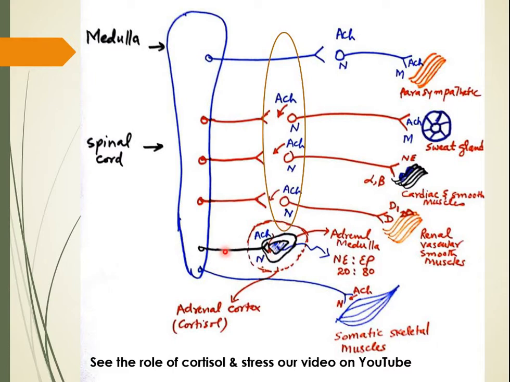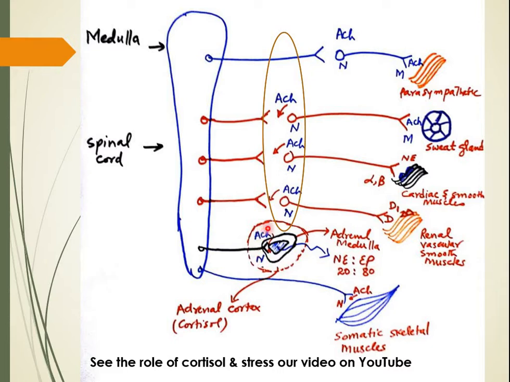In case of the adrenal gland, which is present at the top of the kidney, this is the adrenal medulla, and this is the cortex. In different books the cortex is not displayed because they merely stress the release of norepinephrine and epinephrine from the adrenal medulla, in the ratio of 20 to 80 respectively.